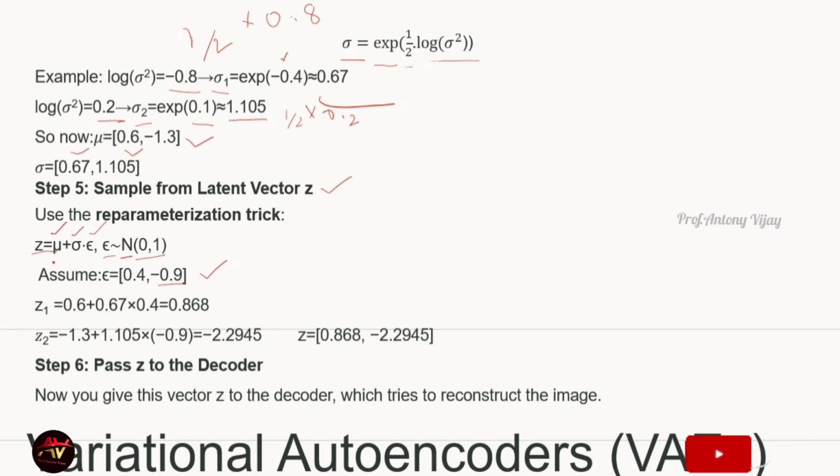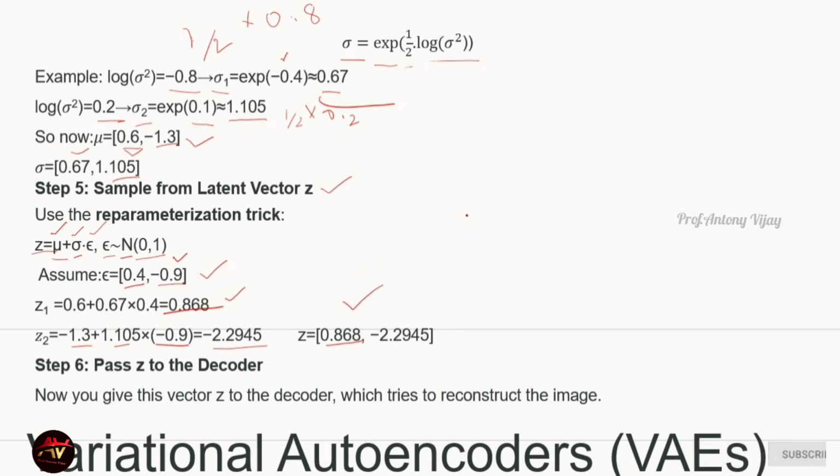For z1, again we apply the mu value. The mu value is 0.6 plus the sigma value 0.67 into 0.4, that is the epsilon value. Applying this we got 0.868. This is the z1 value that we are writing here. Then z2: the mu value is minus 0.13, plus the sigma value 1.105 into minus 0.09, that is the epsilon value. Applying this we got minus 2.295. This is the latent vector value. So this is the latent vector.